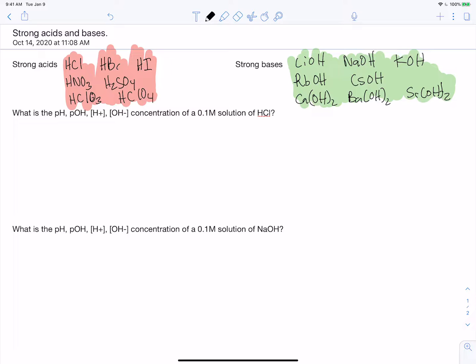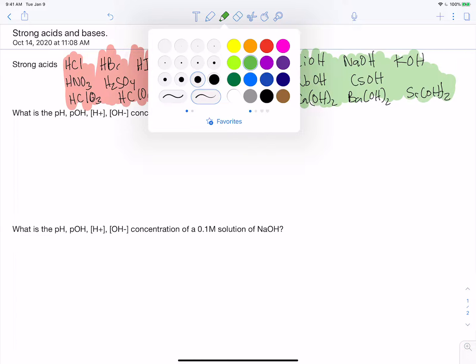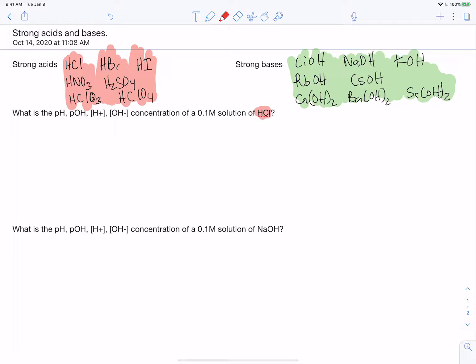So for strong acid, strong base problems, let's look at this first problem here. The concentration of the strong acid, which is 0.1 molar, is just equal to the concentration of the hydronium ion. And so in calculating the pH, or calculating the proton concentration, let's start there, all we have to do is look at the concentration of H plus, or HCl, and we know that that's exactly it. So that's going to be equal to 0.1 molar.